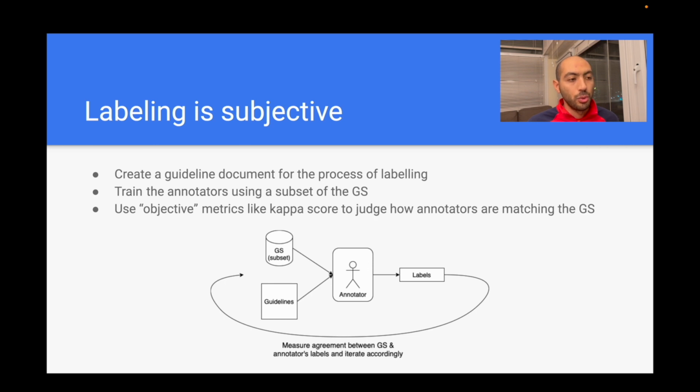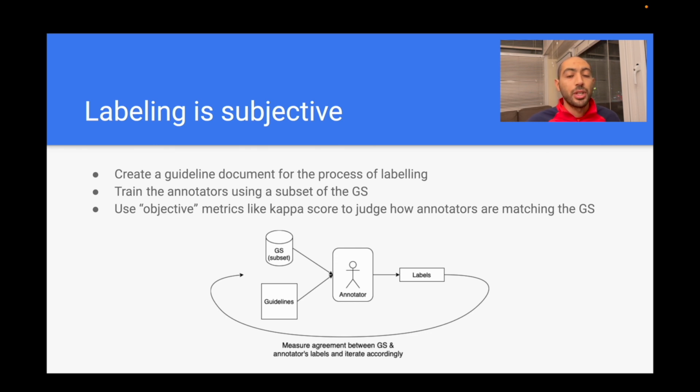Then we give the annotator the guideline document, the V1, and another subset of the golden standard, samples that were not added to the guideline document. So the annotator is given golden standard data, unlabeled from their point of view, and the guidelines. Then they produce the labels. Finally, we measure the agreement between the golden standard data set, whose labels we know, and the new labels that the annotator has produced.